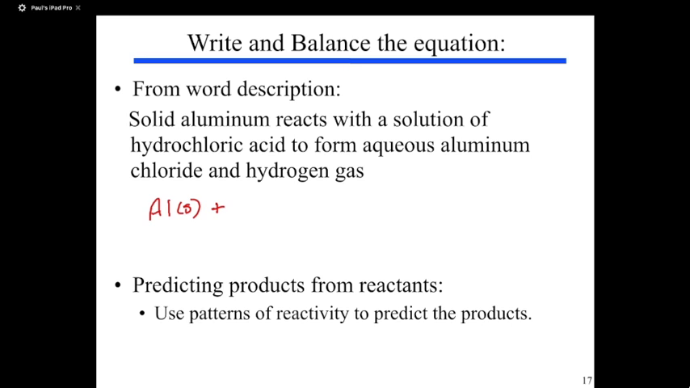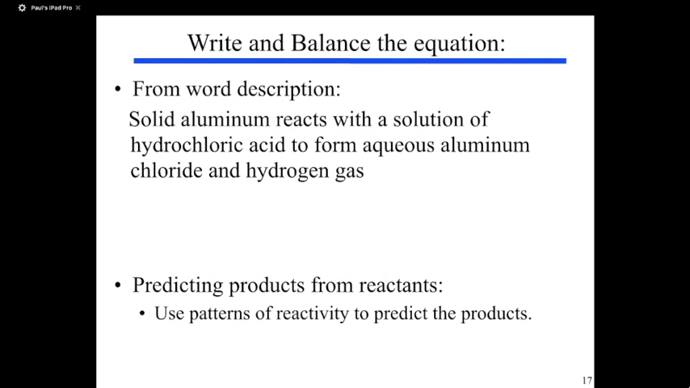Plus hydrochloric acid. Oh, Damien's coming back. What's hydrochloric acid? HCl. And it is a solution, so that is aqueous. Yields aluminum chloride. So I've got to do some scratch work now.